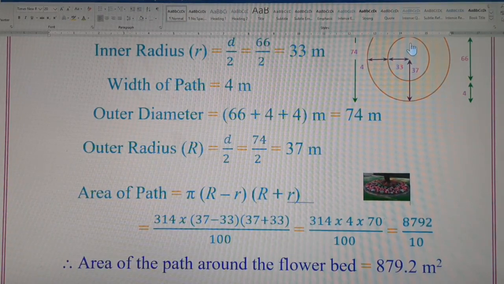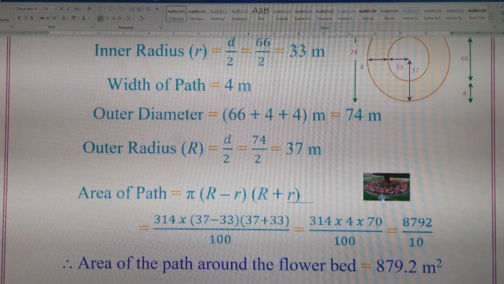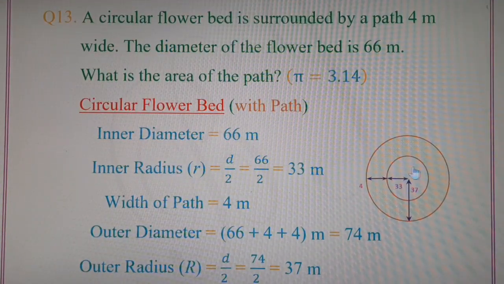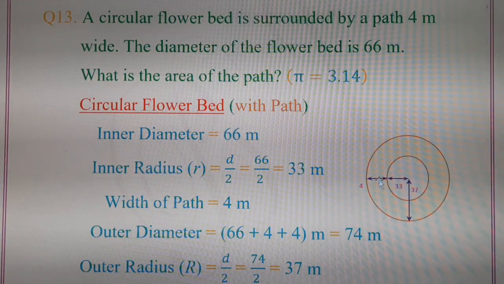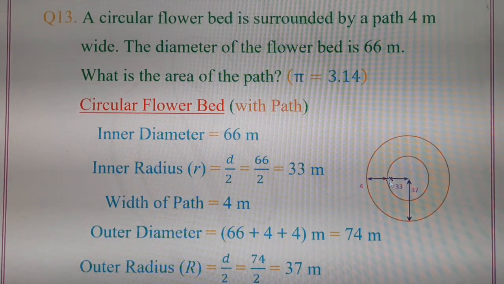The central region is planted with lots of flowers. This group of flowers planted together in this region is known as the flower bed. In this picture you can observe many flowers grown around the tree trunk. So a circular flower bed is given. It is surrounded by a path which is 4 meter wide, and the diameter of the flower bed is 66 meter. What is the area of the path?